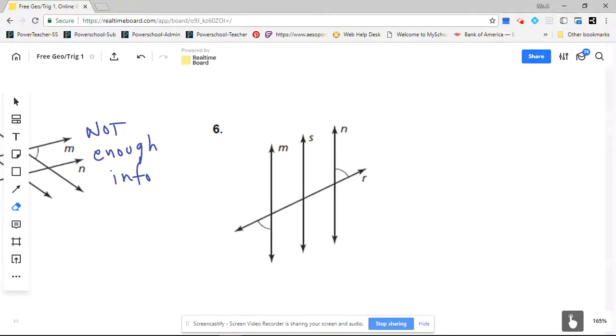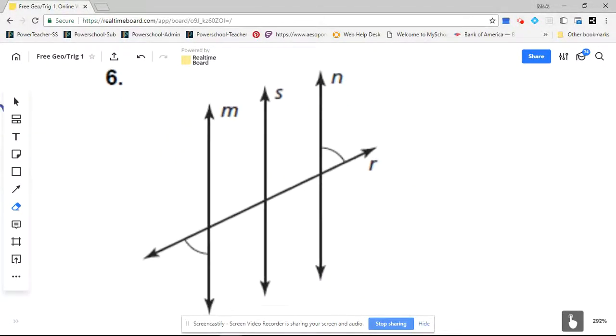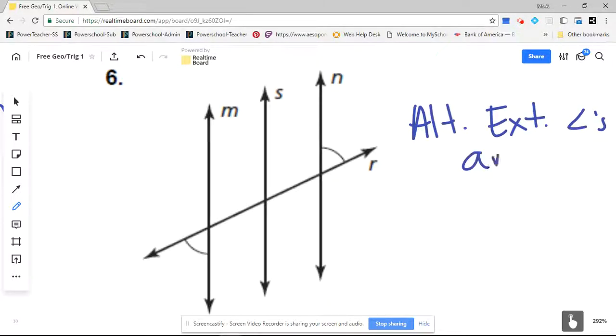But 6, you do have enough information. You've got alternate exterior angles. Alternate exterior angles are congruent. So you can say that N and M are parallel because you've got an angle on M with R and you've got an angle on N with R, and they're alternate exterior.